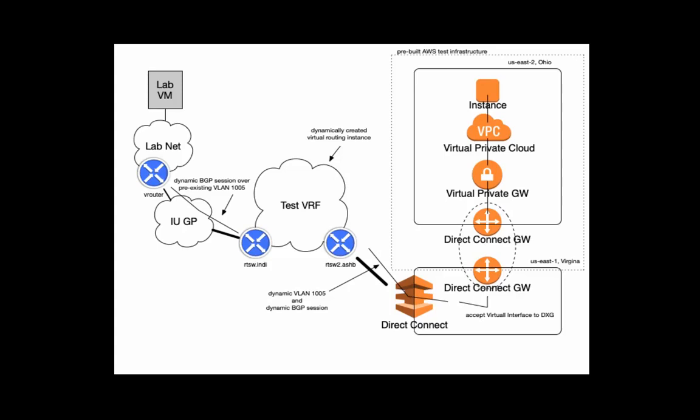The left side of the diagram shows the setup inside of Indiana University. There's already a router which is pre-configured with BGP, so that way all that we have to do is configure the Internet2 L3 VPN for everything to start functioning. Let's go see the demo.